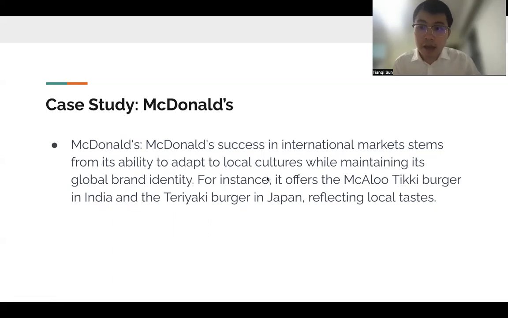Now we go to McDonald's as the case study for today. I want to dive quite deep into how successful McDonald's was. It's been so successful in every single country, and every single country's McDonald's is different. For instance, it offers the Maharaja Tikki Burger in India and the Teriyaki Burger in Japan. And since McDonald's has been such a global brand, it uses that when opening in other countries.